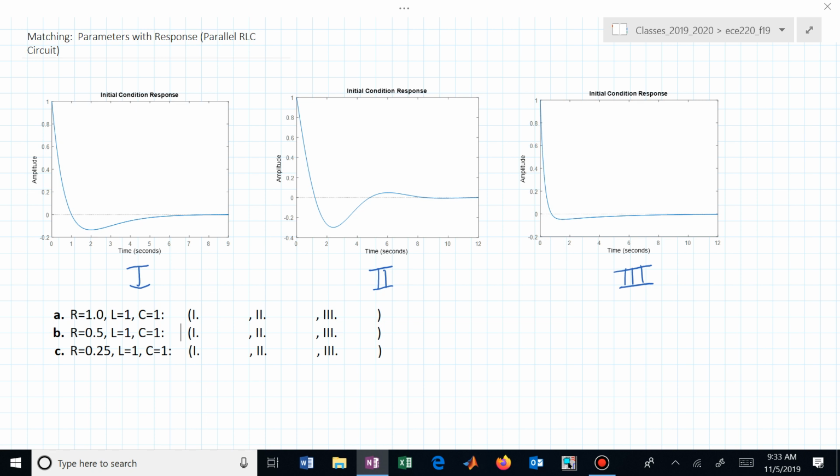Take another minute or so to determine how you are going to match those. These are all initial condition responses. You now have a parallel RLC circuit. The initial conditions are the same. You now just let it go under these 3 scenarios, A, B, and C.